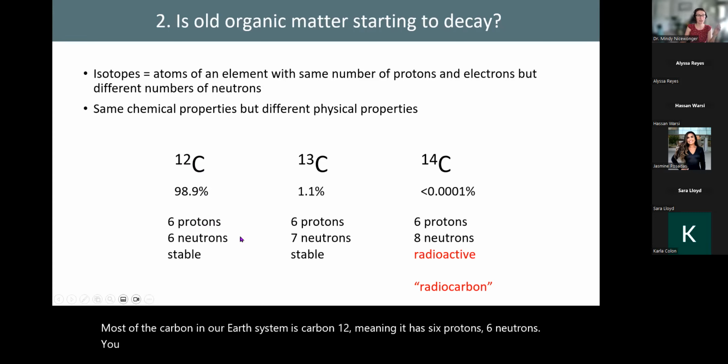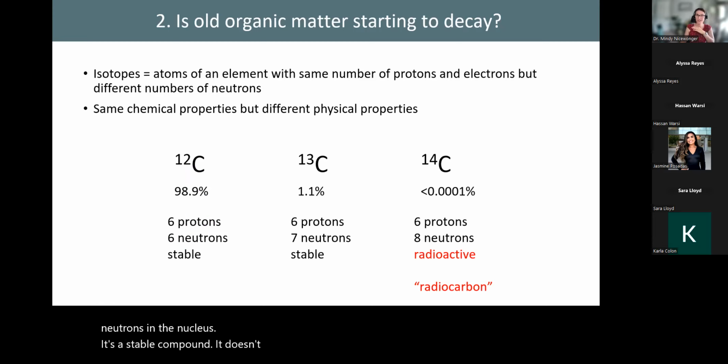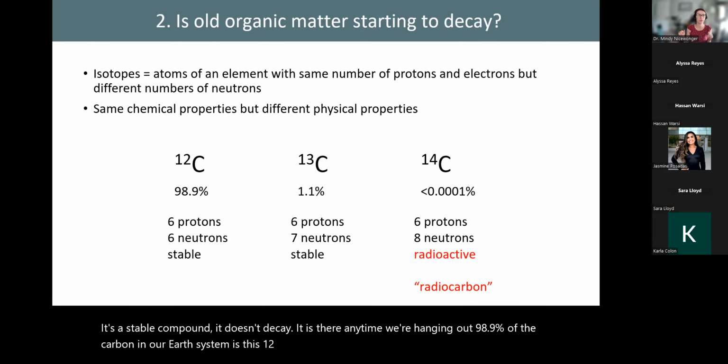You add 6 and 6 together, you get 12. That's why we call it carbon-12: 6 protons, 6 neutrons in the nucleus. It's a stable compound. It doesn't decay. It is there. Anytime we're hanging out, 98.9% of the carbon in our Earth system is this carbon-12.